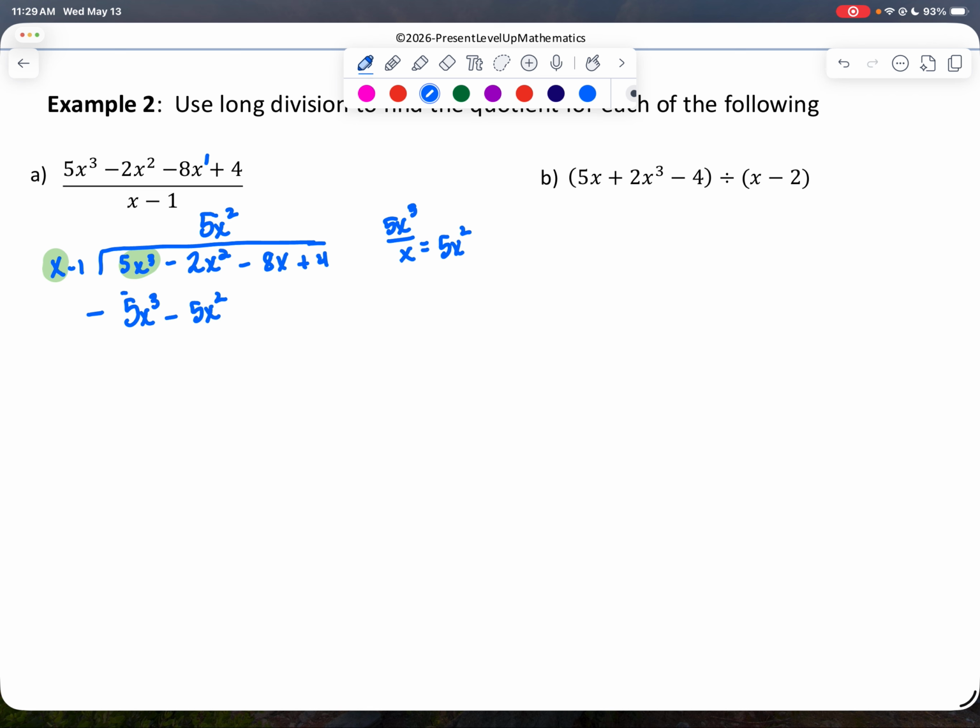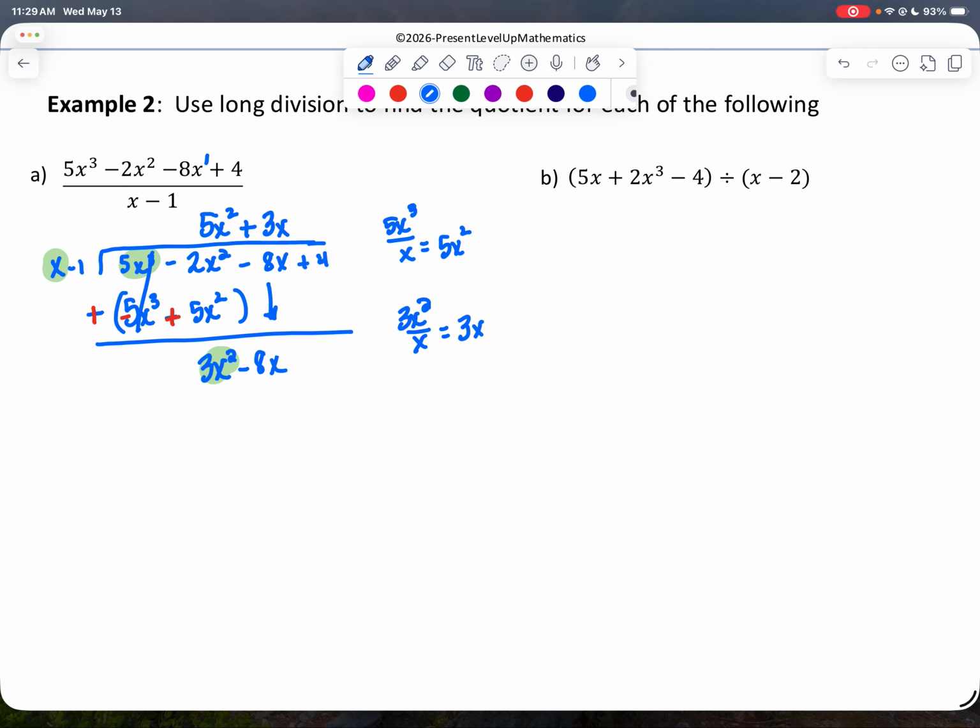Now we'll subtract this expression and rewrite as addition of the opposite. So 5x cubed minus 5x cubed would zero out. Negative 2x squared plus positive 5x squared is 3x squared. And then we will bring down negative 8x. All right, we'll start this process again. First term, 3x squared divided by the first term of your divisor, x. So 3x squared divided by x is simply 3x. So it's positive 3x, so I put plus 3x right here.